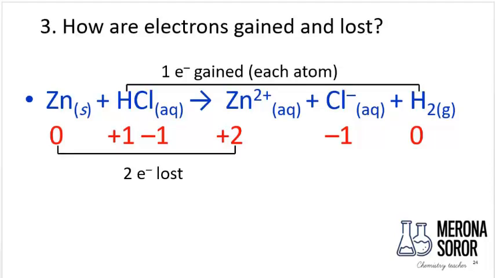How are electrons gained and lost? We can see that zinc's oxidation state was 0, and it changed into +2, so 2 electrons were lost. Hydrogen changed from +1 oxidation state to 0, so 1 electron was gained for each atom.